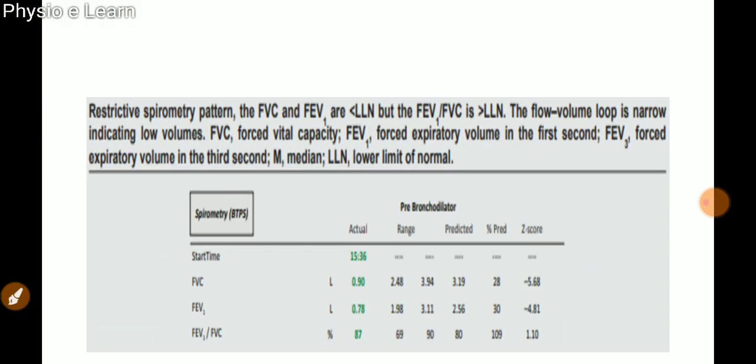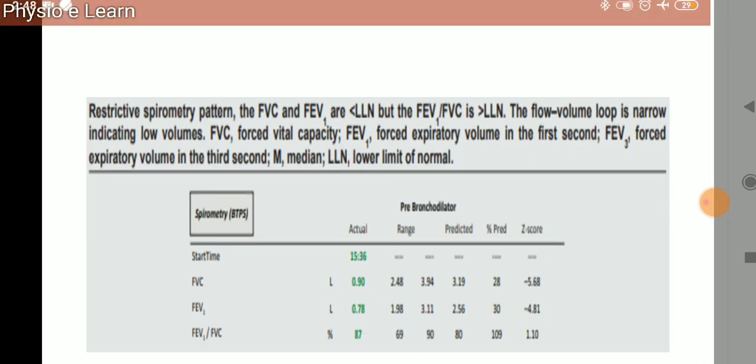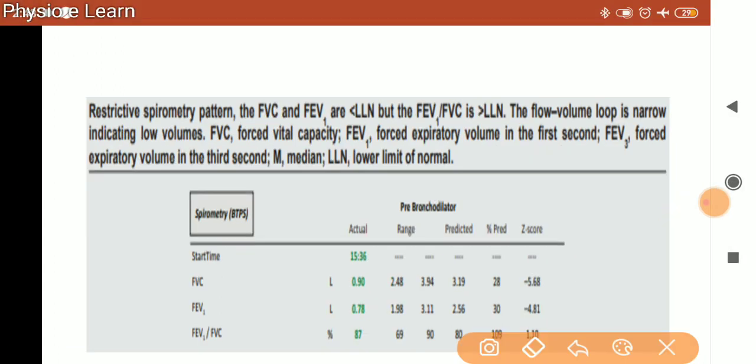The second report is a restrictive pattern. So if you see here the FVC, FVC is 28% of the predicted. The performed is 0.90, the predicted is 3.19, and the percent predicted is 28%. So FVC is markedly reduced.